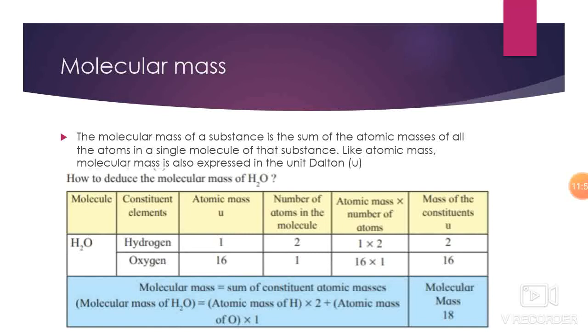Now we will add them. Molecular mass is equal to the sum of constituent atomic masses. Molecular mass of H2O is equal to atomic mass of H into 2 plus atomic mass of O into 1. Okay, so the molecular mass we get is 18 because 16 plus 2 is 18. So this was the concept of molecular mass.